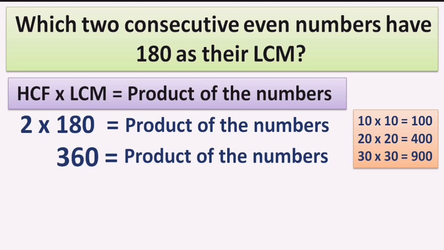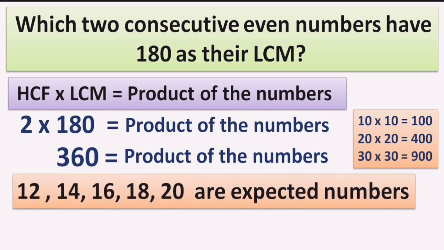from 10 to 20. So which are the expected even numbers from 10 to 20? Here are those on your screen. From 10 to 20, we can say there are 5 even numbers, right? 12, 14, 16, 18 and 20. Now my answer is present between these 5 numbers only, correct? And that too one after the other.